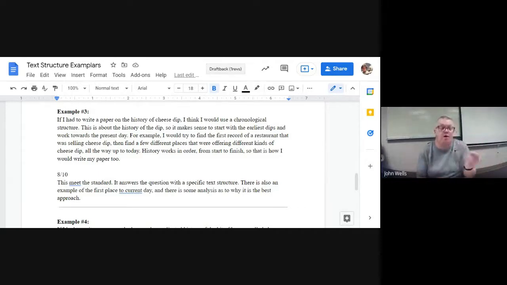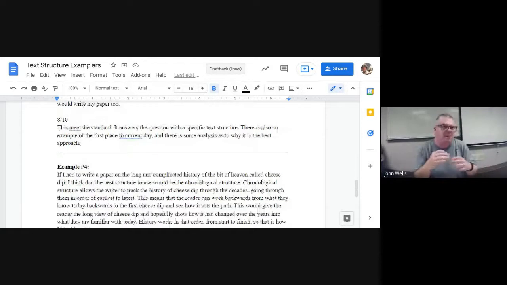So notice the chronological order of things. History works in that order from start to finish, and that's how I write my paper too. Now, this is getting us close to an 8, okay? This is meeting the standards, analyze the structure and its effectiveness, okay? It's answering the question, it gives a specific text structure, it gives us examples of first to current day, and it's giving us some analysis as to why it is the best, okay? So this will be an example of an 8, and this is really where a lot of people are going to be at.